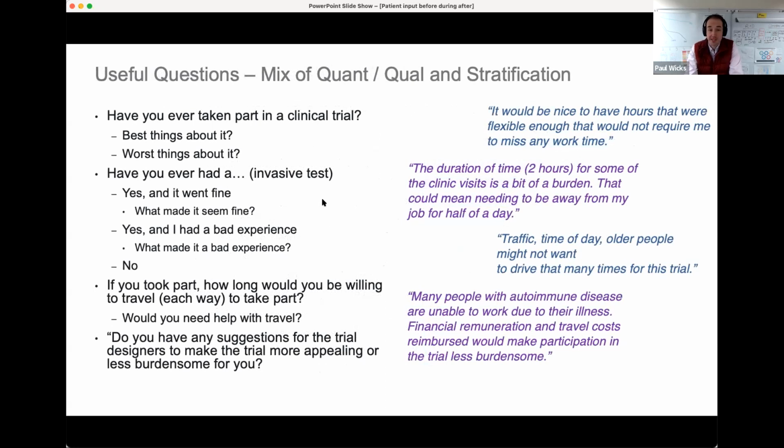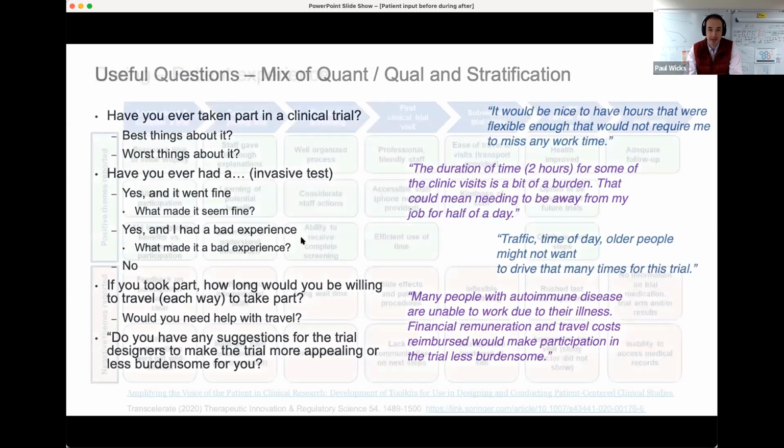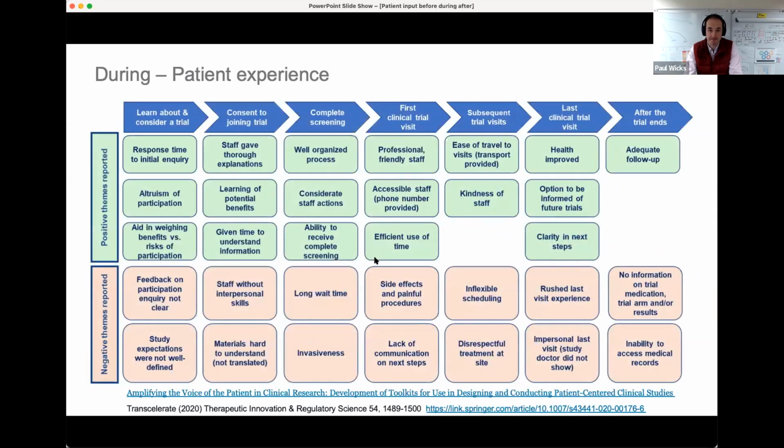As you go into each condition, I like to ask everybody if they've been in a clinical trial already in the past, what were the best things about it? What were the worst things about it? You might find out surprising things, even in conditions that you know relatively well. We would often ask if there was an invasive test in the study, had someone already had it before, because they can be quite common. And like I say, do people have suggestions?